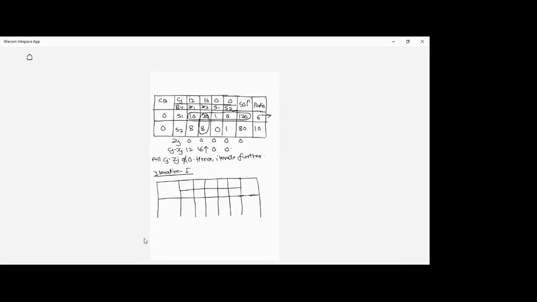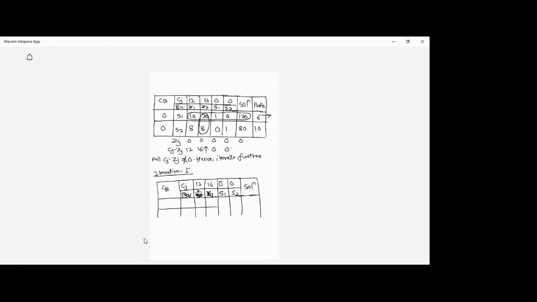See, the ratio column is to be added only if the optimal solution is not opted. If the optimal solution is opted, there is no need of ratio column. So I have not drawn the ratio column as of now. X1, X2, S1, and the basic variables that we need to write here. So this is X1, this is X2, this is S1, this is S2, this is Cj. All this will remain the same: 12, 16, 0, 0, because the objective function is not going to change, right?